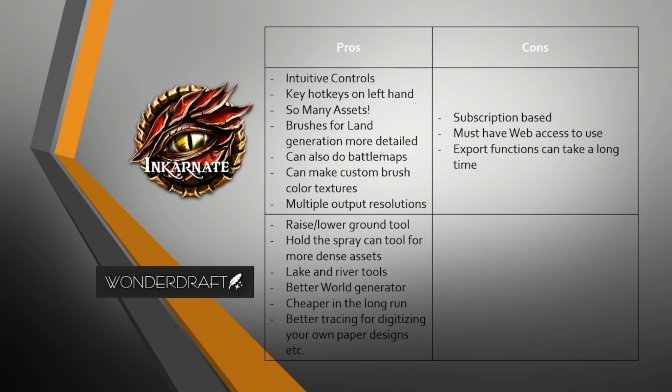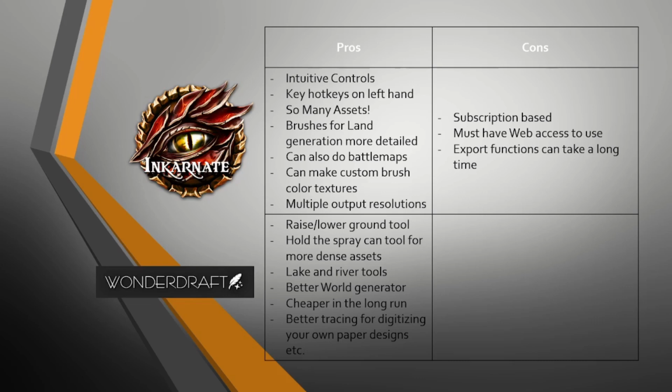So that's pretty awesome. Wonderdraft, it is cheaper in the long run. We talked about that subscription-based pricing in Inkarnate, but for how many assets you get, the money's pretty close. You're not going to notice $25 a year for a really good app. But if you use it for 10 years, you're certainly going to end up paying. So it is cheaper in the long run to use Wonderdraft.